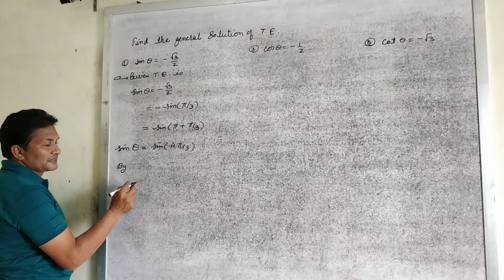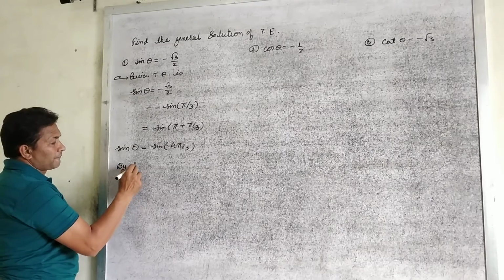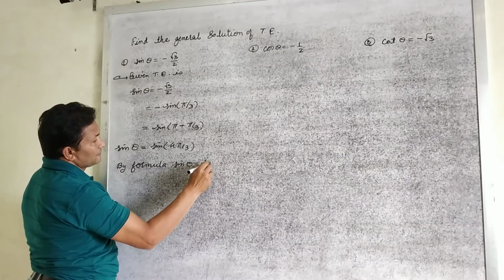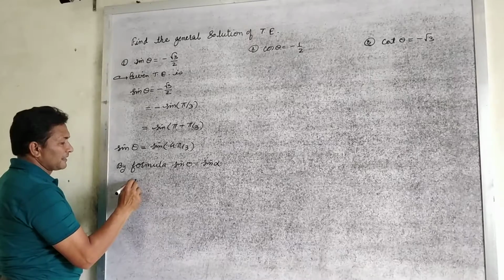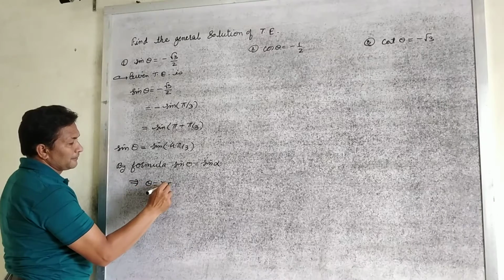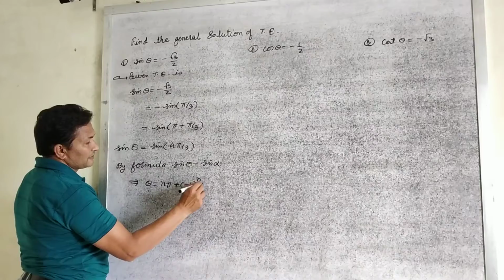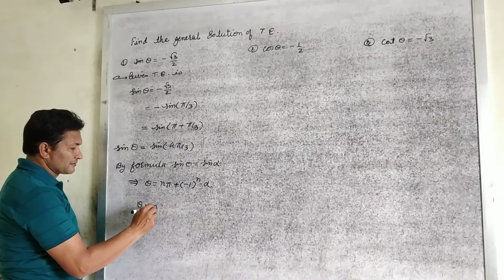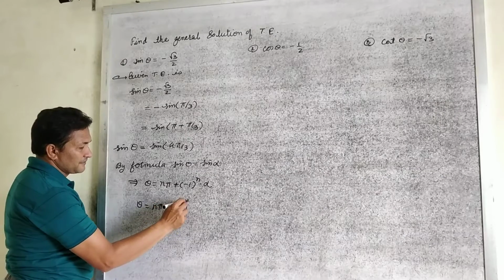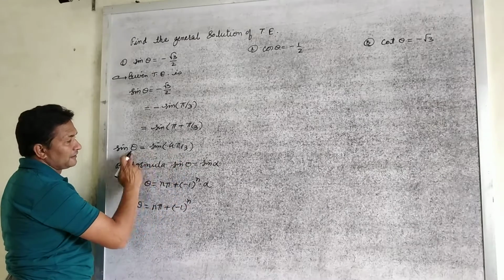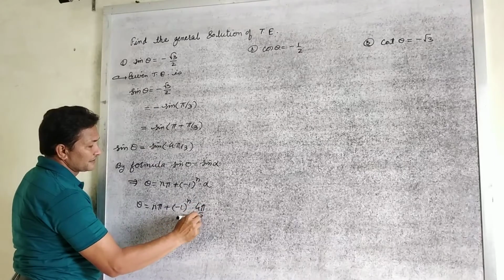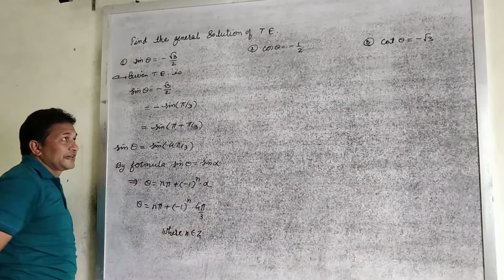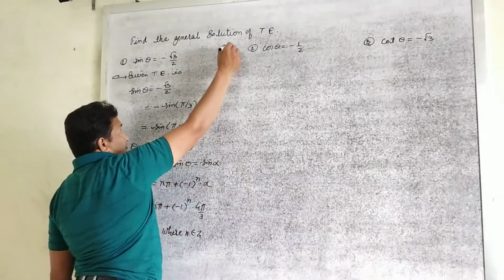Now use the general formula. By formula, sin theta is equal to sin alpha implies theta equal to n pi plus minus 1 to the power n into alpha. Therefore theta is equal to n pi plus minus 1 to the power n, and the value of alpha is equal to 4 pi by 3, where n belongs to z. So this is the first solution.